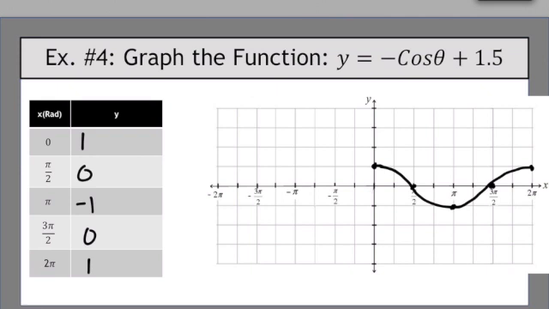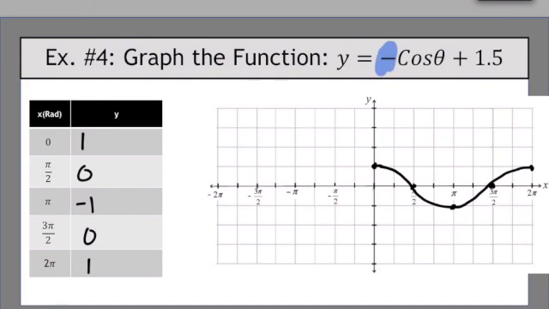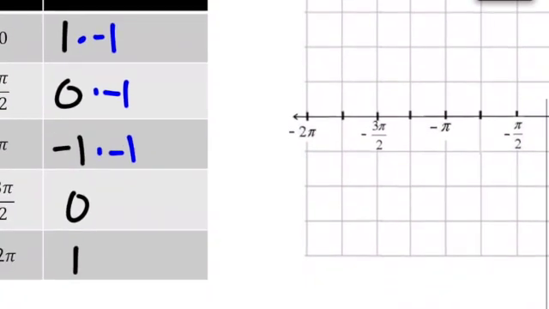And let's see, we've got two transformations. I've got my a value of -1, so my amplitude is 1, and then I've got a value that's going to move my graph up 1.5. So if we follow the strategy I used in the last example, we're going to multiply by that a value, because that's what that negative is doing. The a value is always multiplying all of our values.